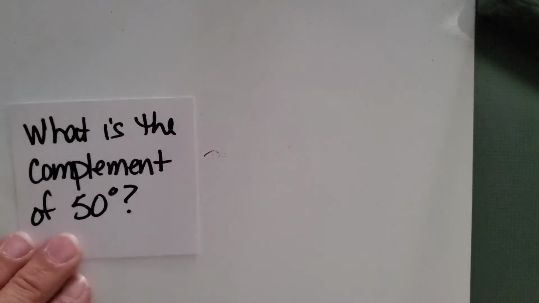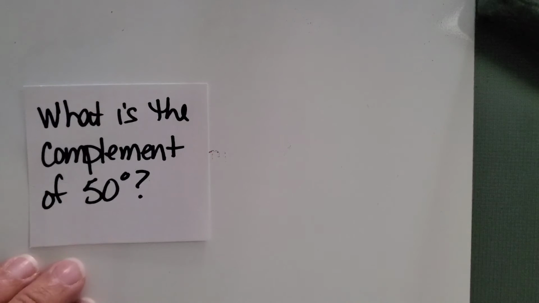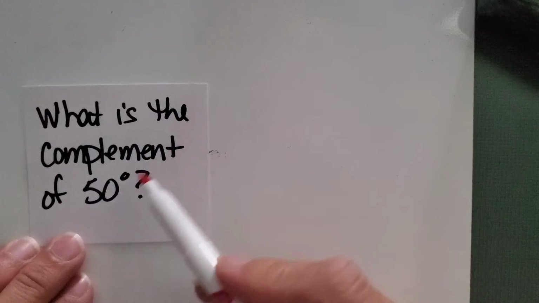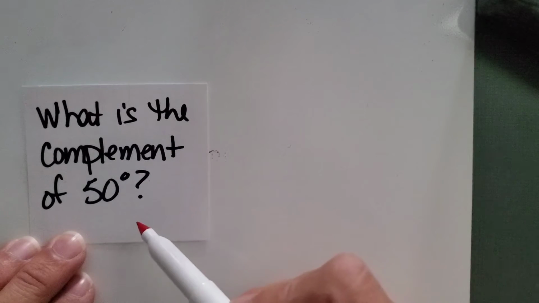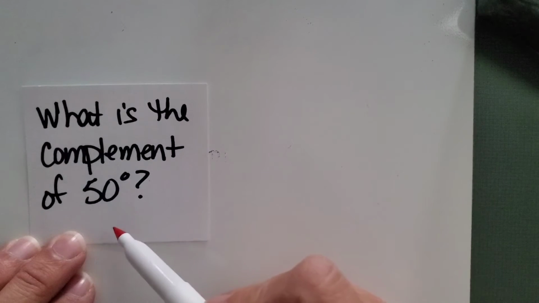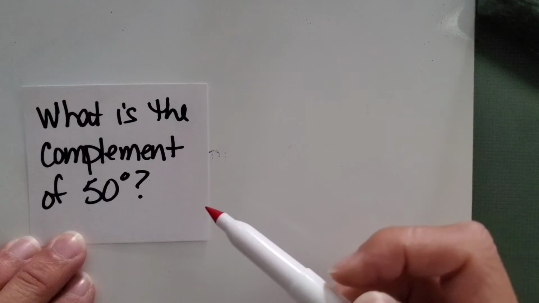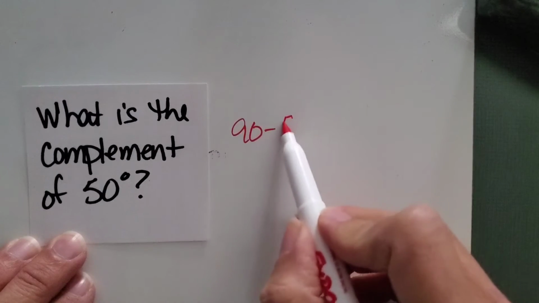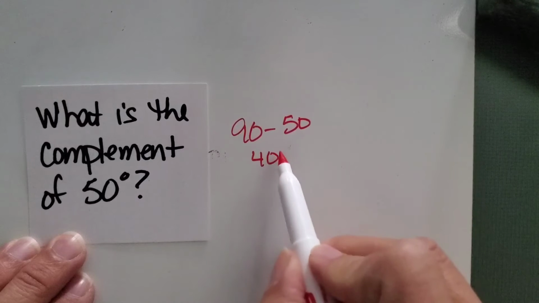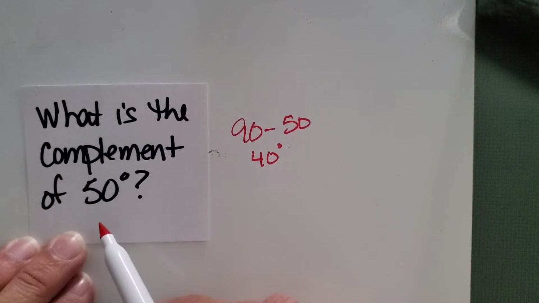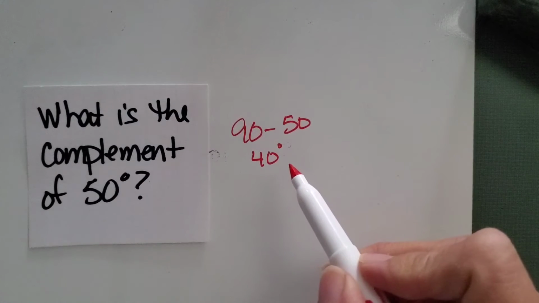We're going to talk about complements and supplements. So remember, complementary angles are two angles that add up to 90 degrees. So when it says what is the complement, it's asking me what angle with this 50 degrees would add up to 90 degrees. So I simply say 90 minus 50, and I get 40. And so the complement of 50 degrees is 40 degrees.